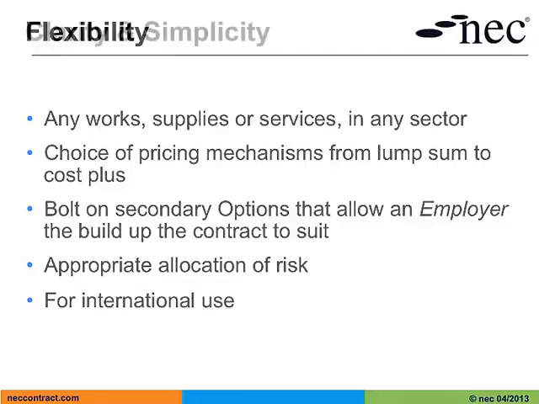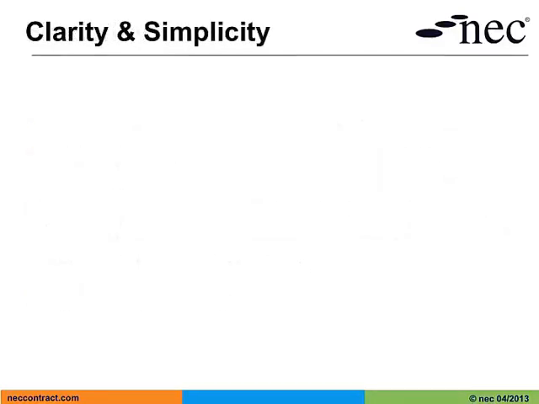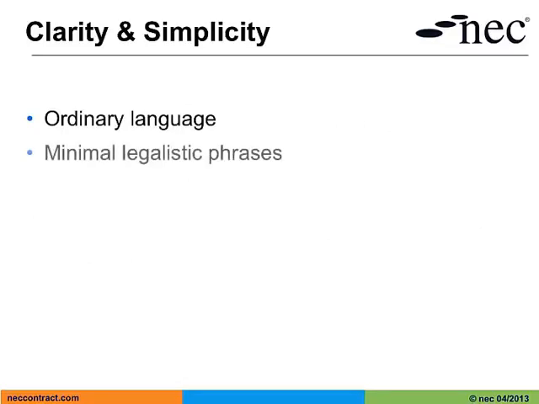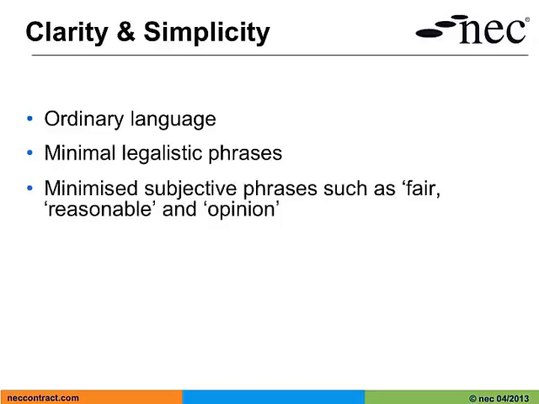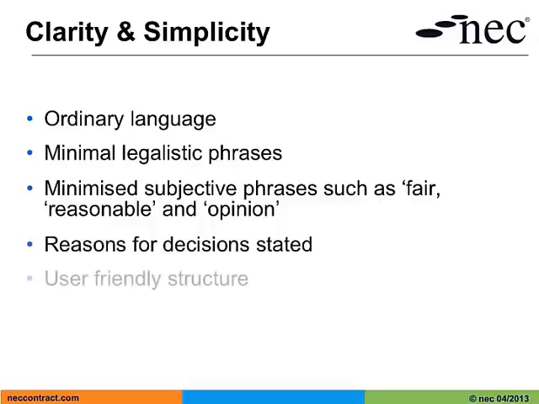Let's look at clarity and simplicity then. NEC contracts are written in ordinary language. They use minimal legalistic phrases and minimised subjective phrases such as fair, reasonable and opinion. When the contract administrator has to make a decision, the grounds on which that decision is made are stated in the contract, and we have a user-friendly structure as well.